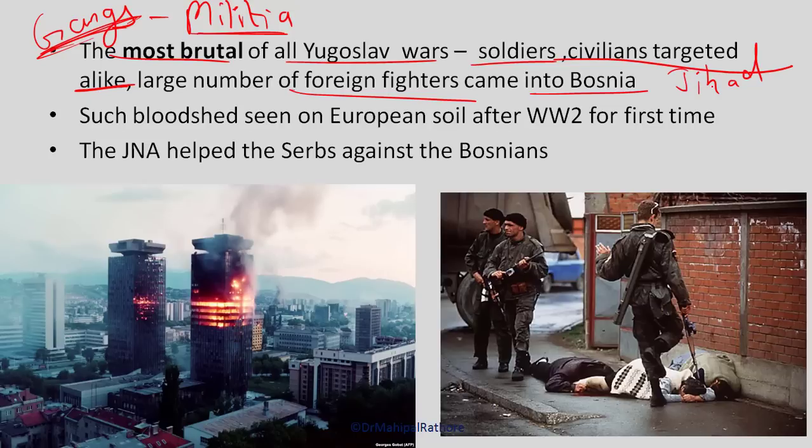During this war, when the mosques were destroyed, Saudi Arabia gave them money. A lot of Wahhabi and Salafi preachers came into Bosnia. So all this was going on during the 1990s. Such bloodshed had been last seen on European soil during World War II. After World War II, no fight had occurred on European soil, and this made the European countries worry.